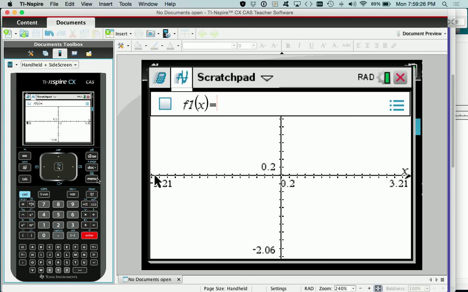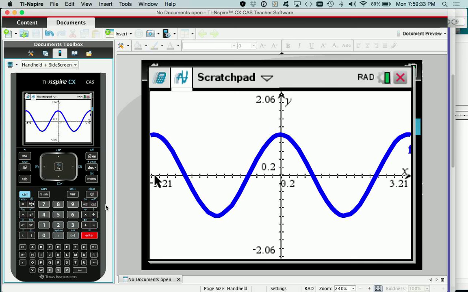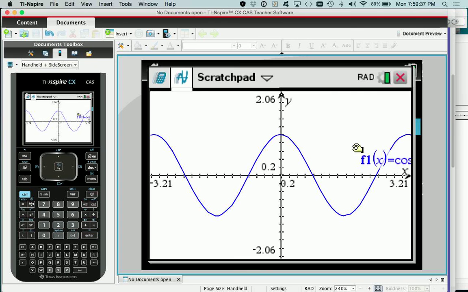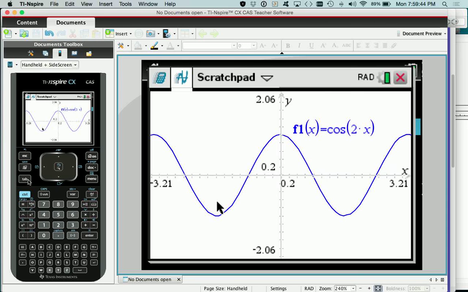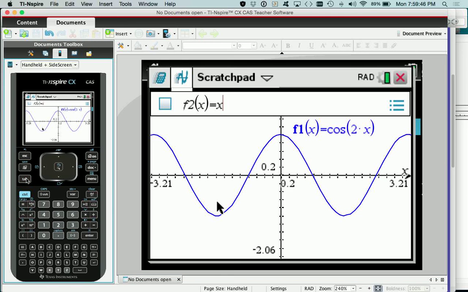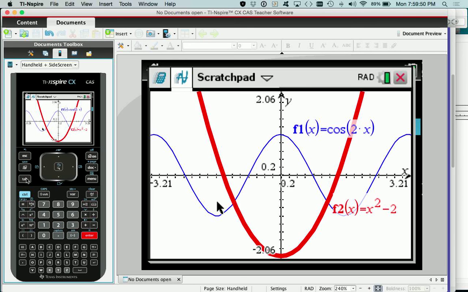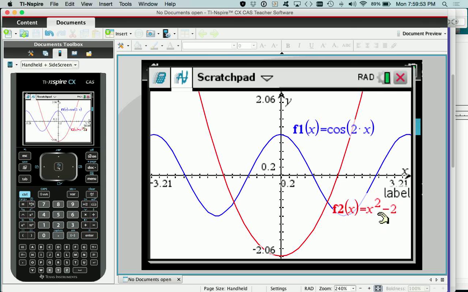and I want to enter the function y equals the cosine of 2x, and I see it there. And then I want to look at the function y equals x squared minus 2, so I'll just move this label over here. And now I'm going to do my second function. My second function was x squared minus 2. And there's my second function in red. And I want to find the shaded region between those two curves.